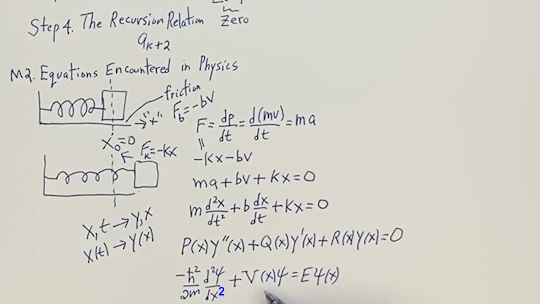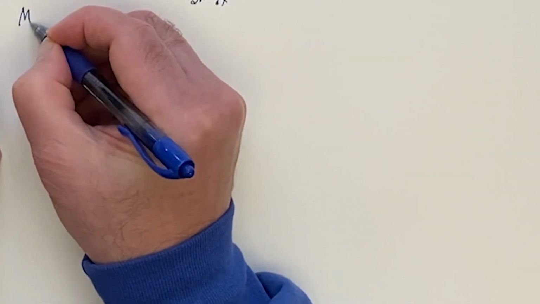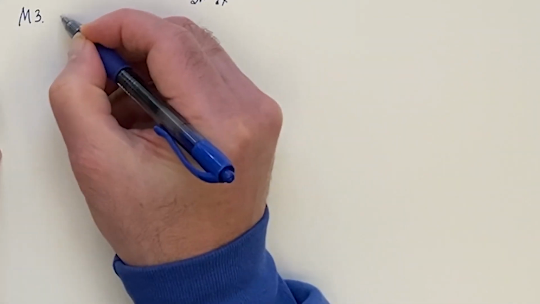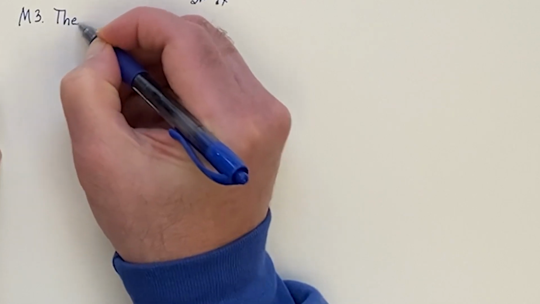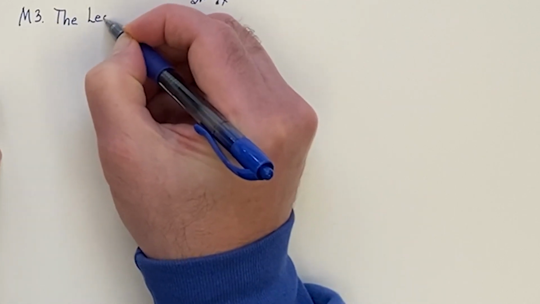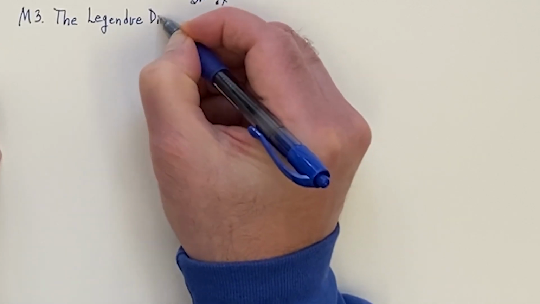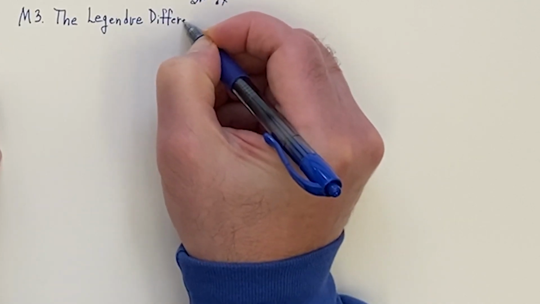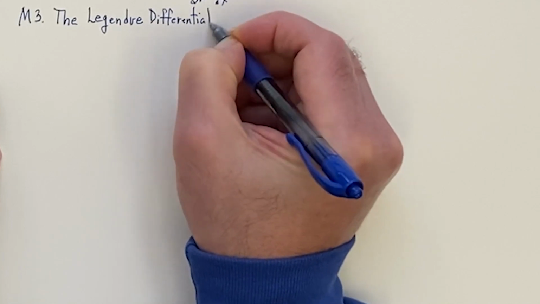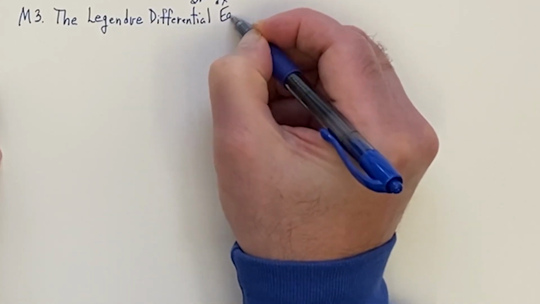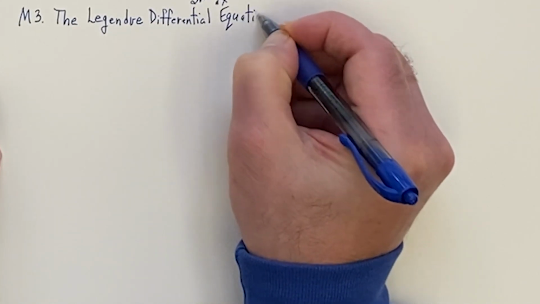Now, to give a specific example of the method of Frobenius and a differential equation, what we're going to do is we're going to use the example, the Legendre differential equation, which is very important in physics. In other courses, you will encounter the Legendre differential equation.